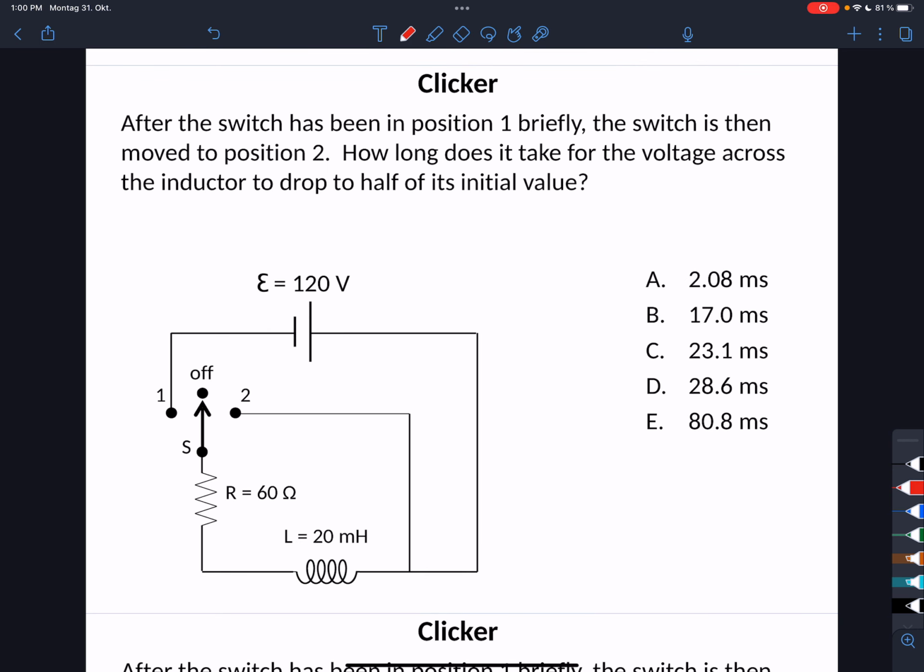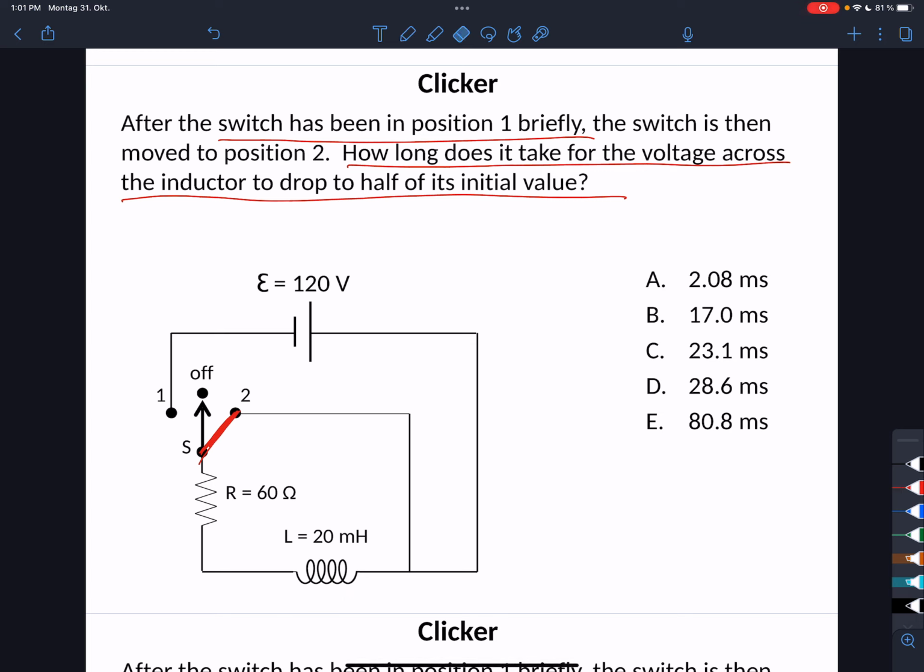What we have said is that the switch was in position 1 briefly, for some period of time. It wasn't said for how long. What we are asked to find is how long it takes for the voltage across the inductor to drop to half of its initial value. Now we switch to position 2, and the inductor behaves as a source.